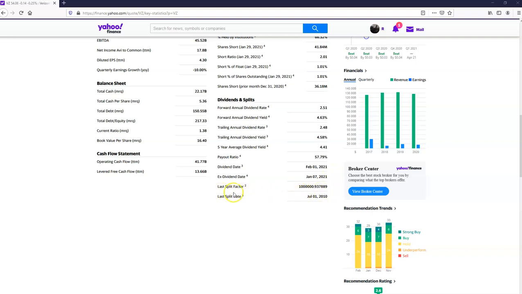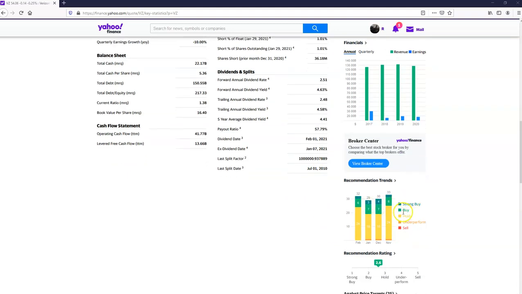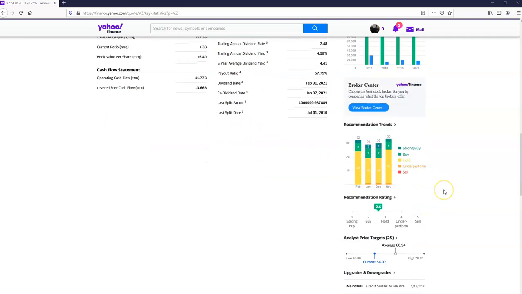Okay, this tells you about the last time the company split the stock and the ratio of the split, or how much of a split the stock has suffered over time, and this is the last date that there was a split.